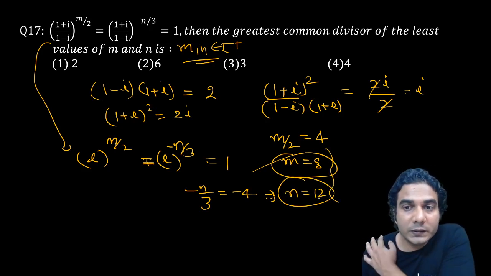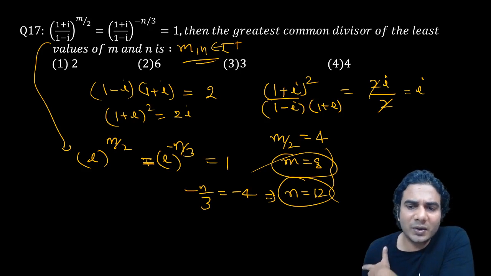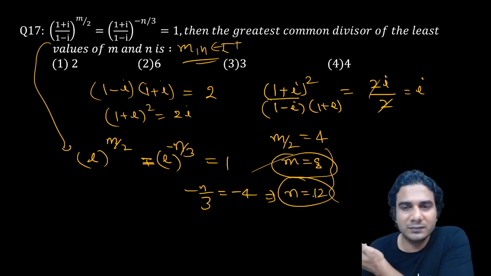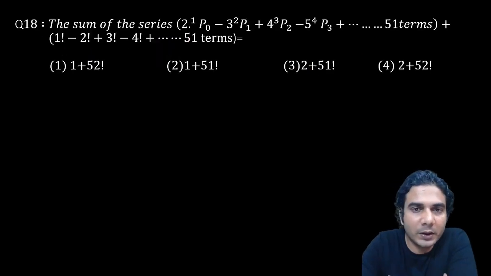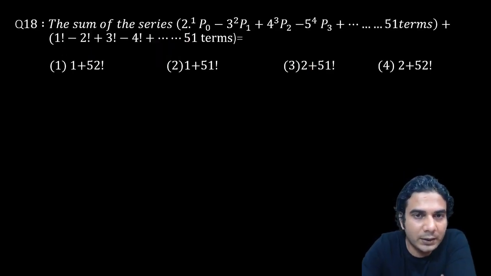Then you need the greatest common divisor of these two numbers. So the greatest common divisor of these two numbers, very simple, is 4, right? So it is 4. All right. This was the 17th problem. Now let's do another problem, question number 18.